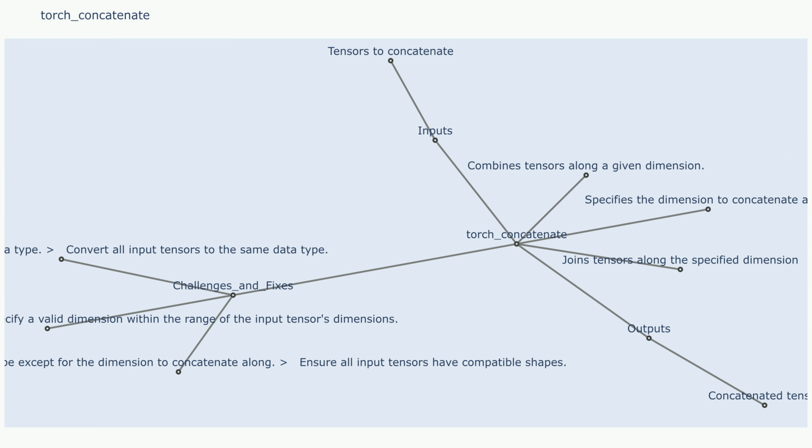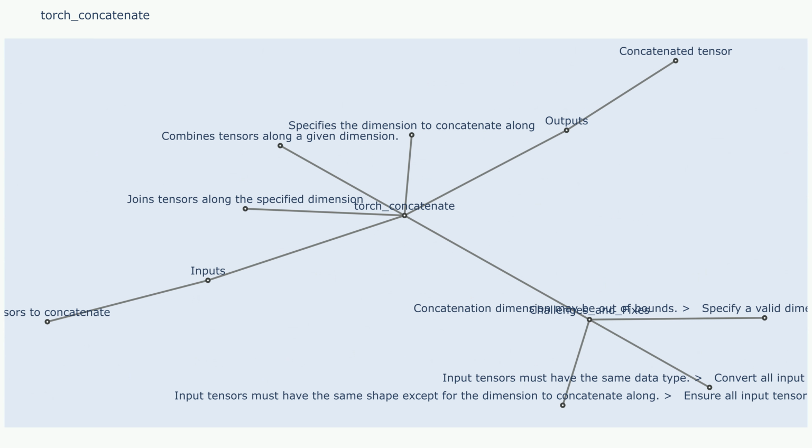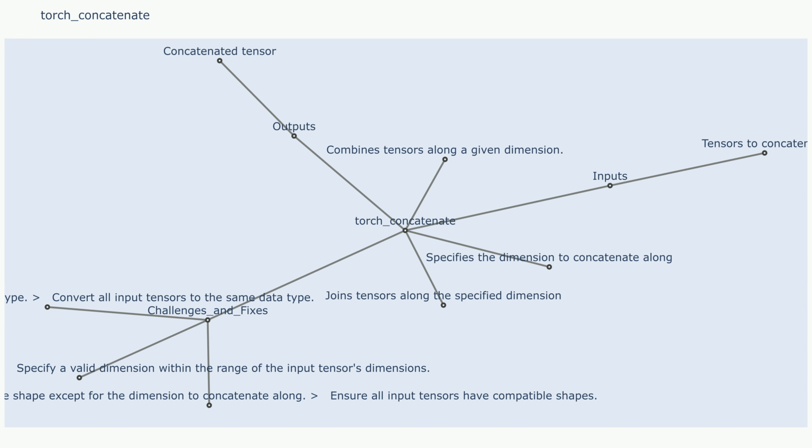Challenges and fixes. Challenge 1: dimension mismatch if the input tensors have different sizes along the concatenation dimension. An error will occur. Sample use case that resulted in challenge 1: trying to concatenate two tensors with shapes (2, 3) and (2, 5) along the second dimension, dim=1, would result in an error. Fixes to challenge 1: ensure that the input tensors have compatible shapes along the specified dimension. If necessary, use padding or other techniques to make them compatible before concatenation.